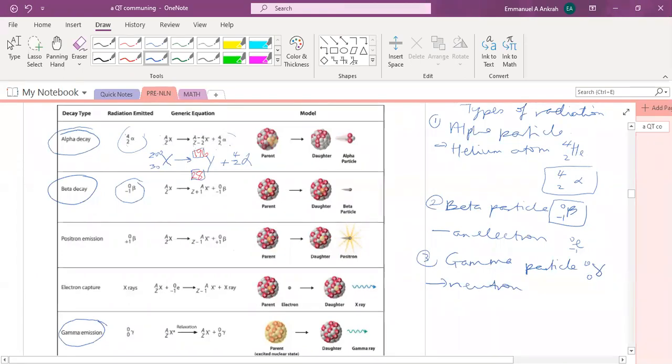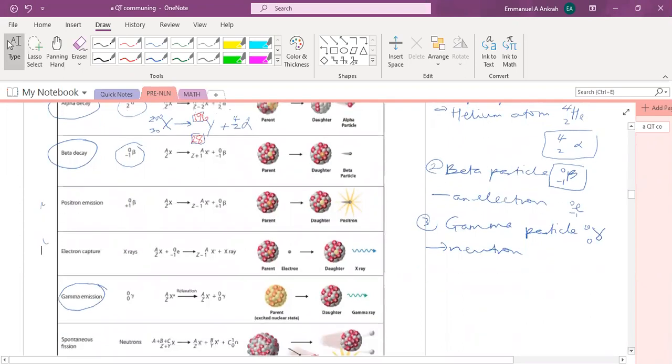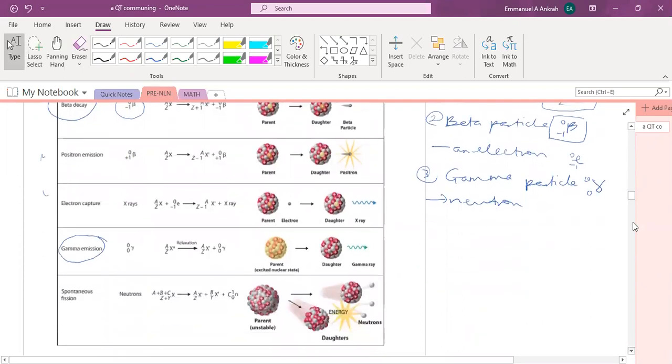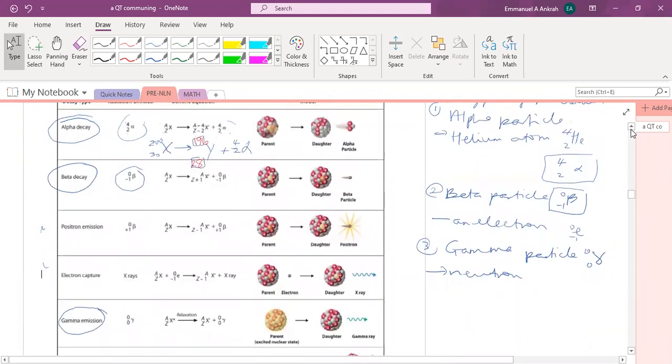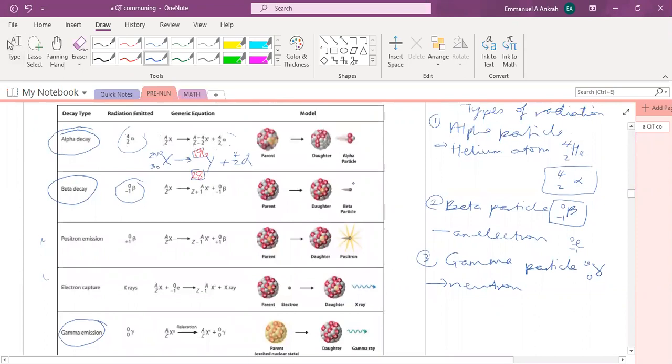Okay, gamma particle. So these are the three common radiations that we should be thinking about. The other ones, positron, are like positive charge electrons, and then there are other little ones here, but know the three. The three are the common ones that you should know for this test. Alpha, beta, and gamma radiations. Okay, types of radiations.